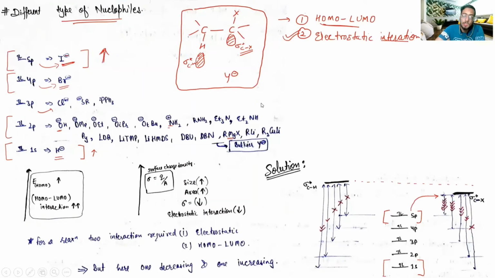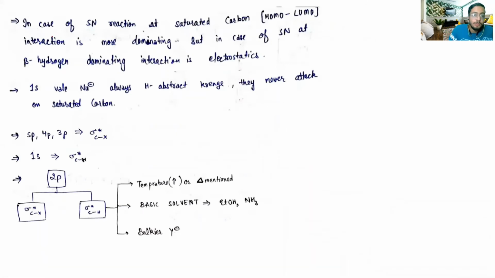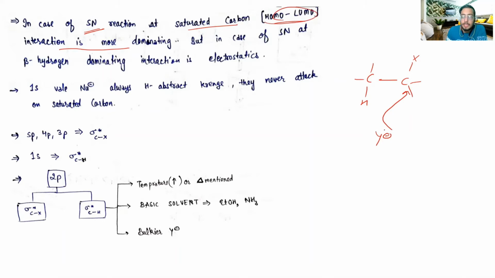From here we see that in the case of a nucleophilic reaction at saturated carbon, HOMO-LUMO interaction is more dominating. Suppose I draw it again here, and we have X as the leaving group. When a nucleophile attacks directly on this carbon having the leaving group, the HOMO-LUMO interaction is more dominating. But if it acts as a base and attacks on the beta hydrogen, in that case the more dominating interaction is the electrostatic.